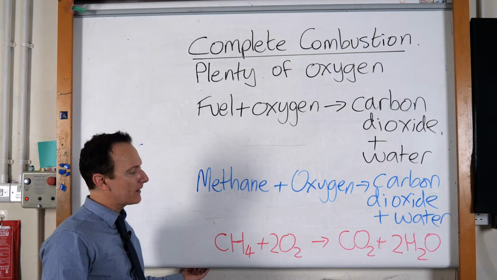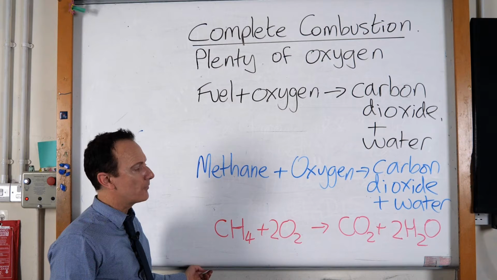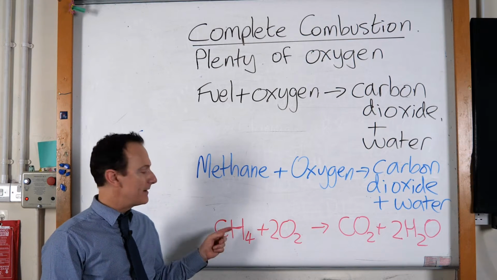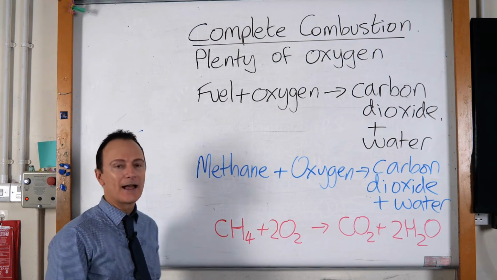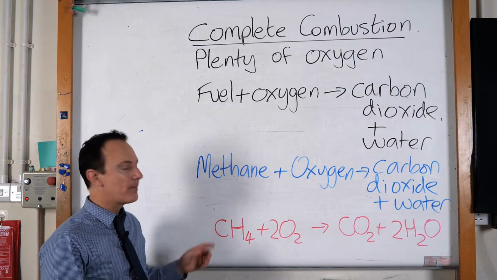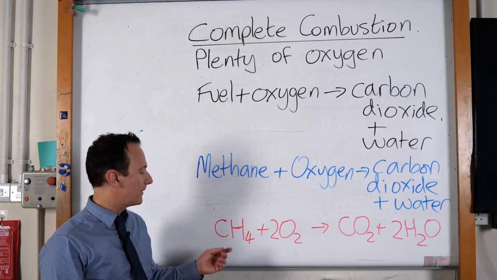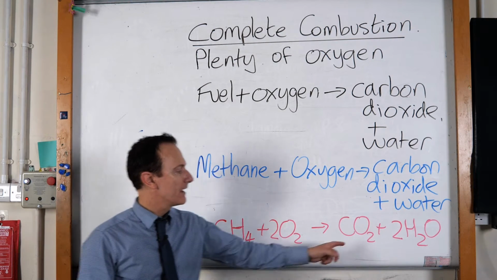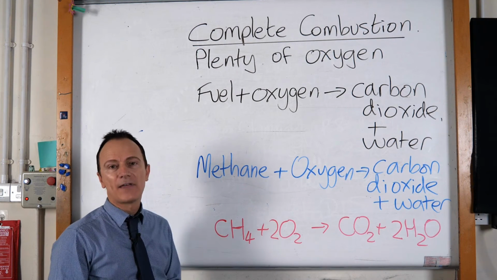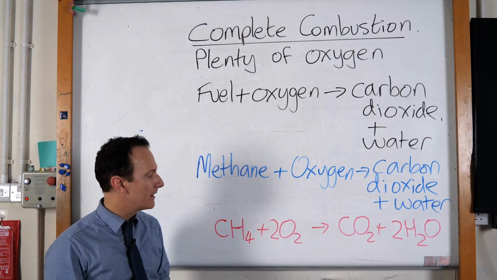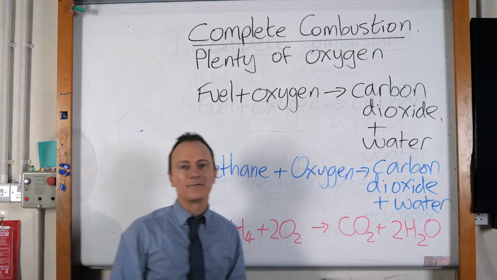And we can see by looking at the symbol equation where those products come from, because methane is a typical hydrocarbon made from hydrogen and carbon atoms. So when the carbon part of the hydrocarbon reacts with oxygen, it makes carbon dioxide, and when the hydrogen part of the hydrocarbon reacts with oxygen, it makes the water vapour.